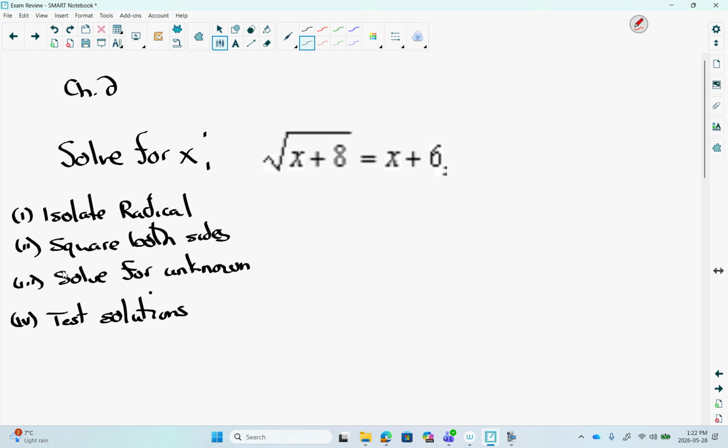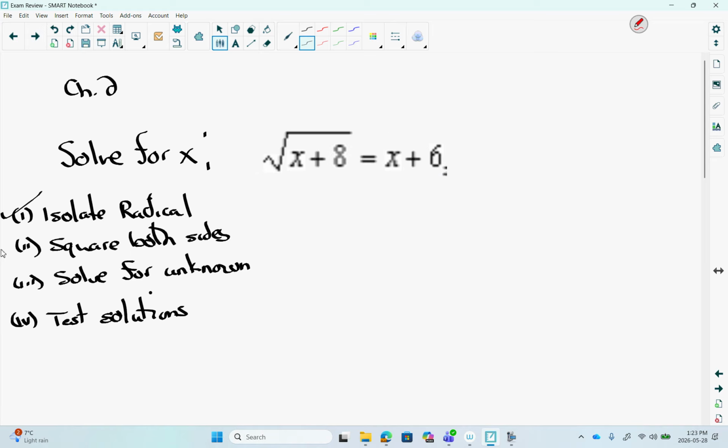So step number 1, when it says to isolate the radical, that means to get the radical, the square root in this case, by itself. Is there anything, like is there a times 2 there? No. If there was, I would maybe divide both sides by 2. If there was a plus 3 outside the radical, I'd subtract 3 from both sides. So step 1's already done for me.